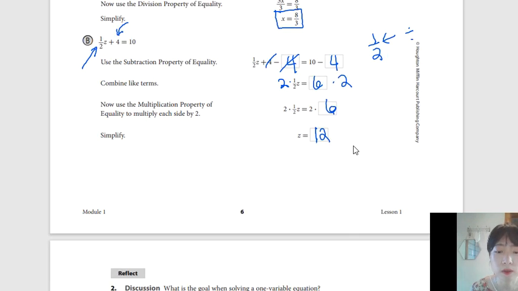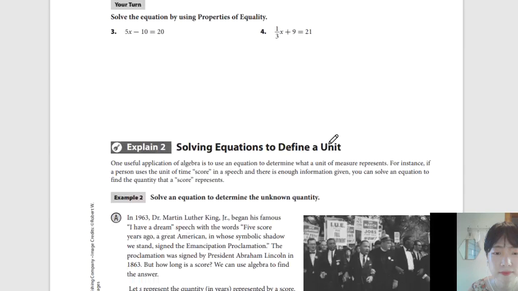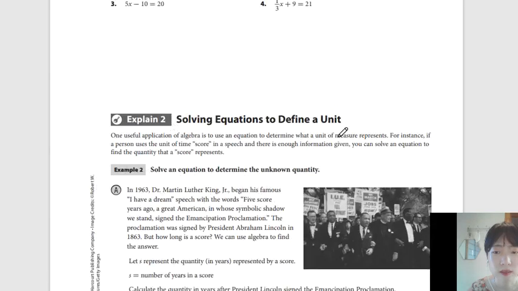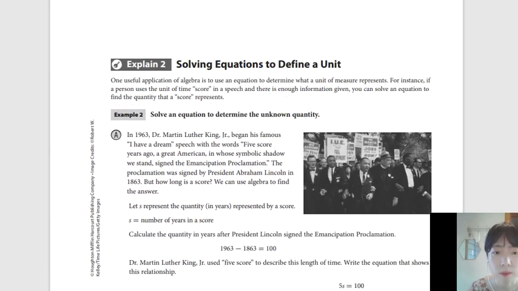So what's the goal when solving a one variable equation? I'll let you think about that. Okay, let's go to the next example.